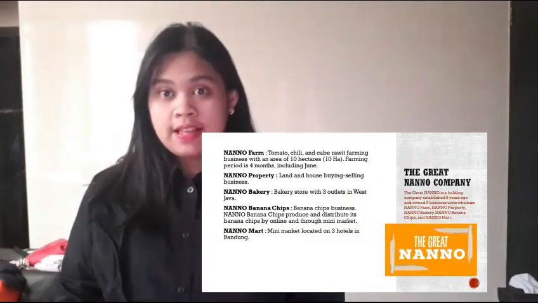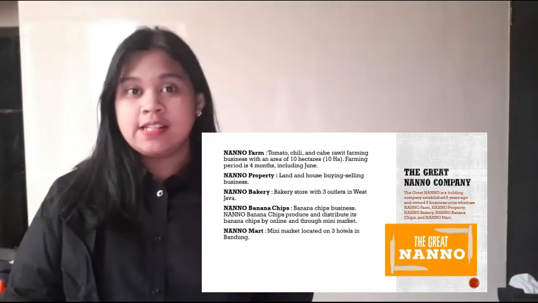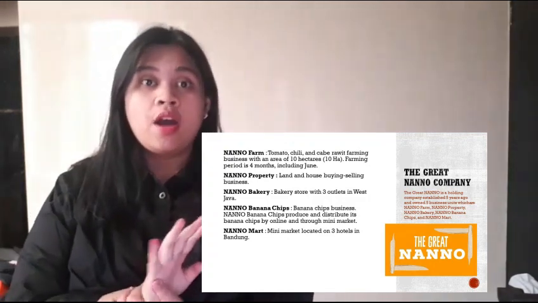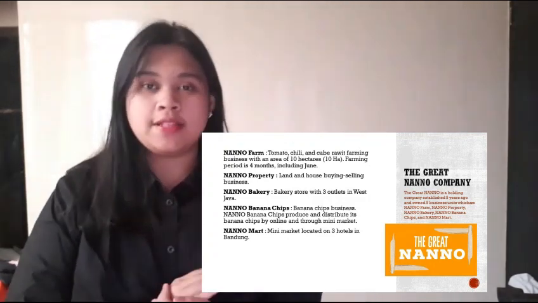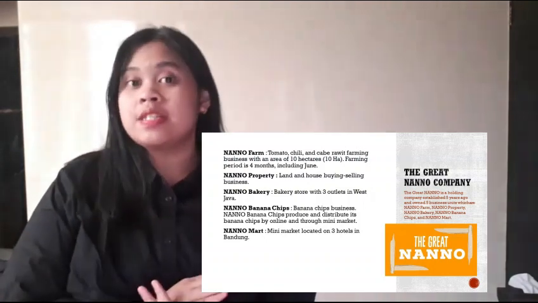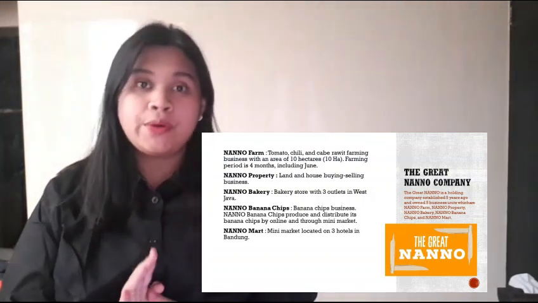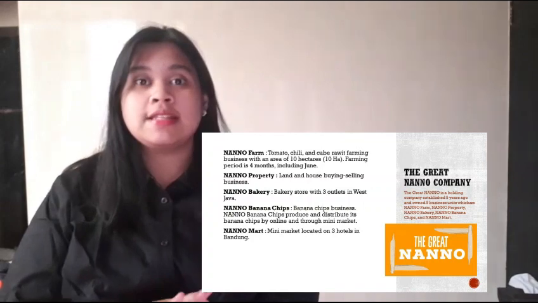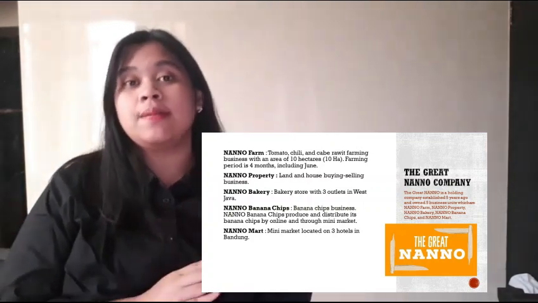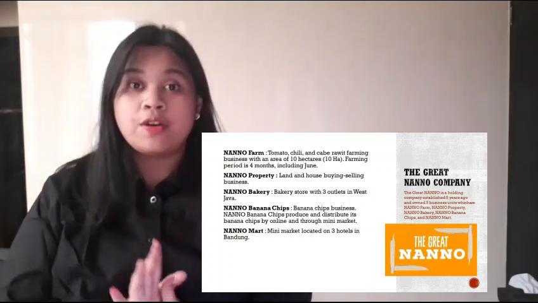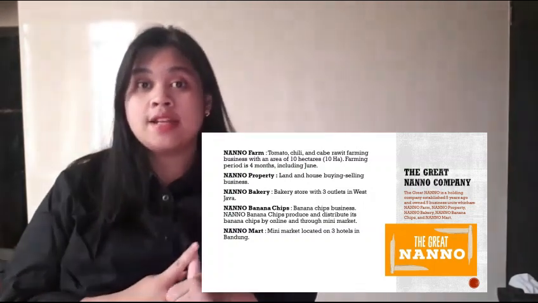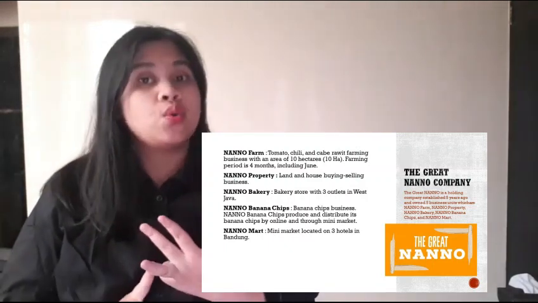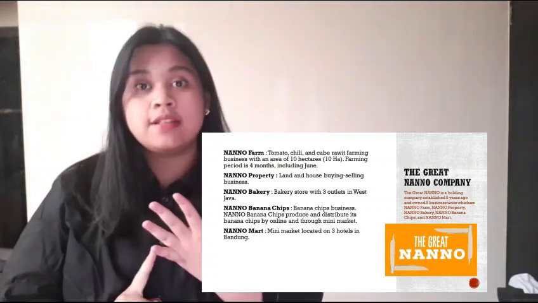Before we get into our analysis, I'm going to tell you about a brief profile of the Great NANNO Company. The Great NANNO Company was established 5 years ago with 5 different business units up until now. The oldest business unit, the nano property, was established 5 years ago, and the latest business unit is the nano banana chips, which was established half a year ago. The 5 different business units are: the first one, the nano farm; the second one, the nano property; the third one, the nano bakery; the fourth one, the nano banana chips; and the fifth one, the nano mart.